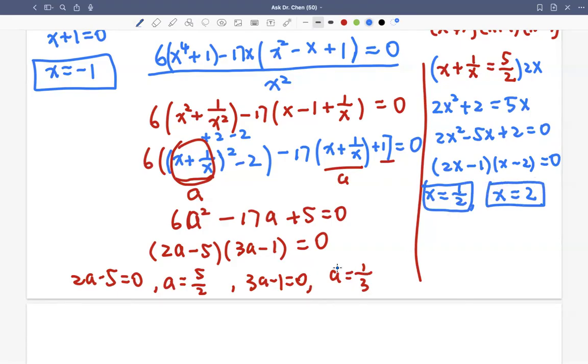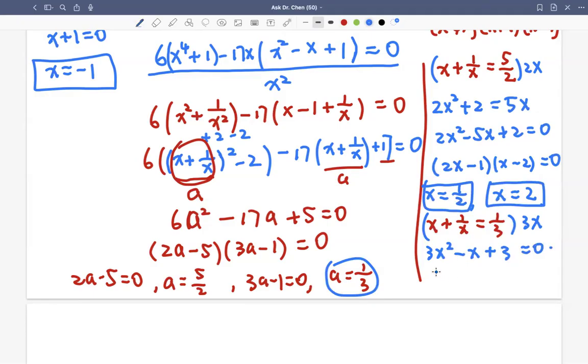Now let's see when x plus 1 over x equals 1/3. Let's do the same thing. Let's multiply by the common denominator of 3x on both sides. So we get 3x squared. Now 1 over 3 times 3x is just x, and moving x to the left-hand side becomes negative x. So plus 3, right? 1 over x times 3x is 3, equals 0.